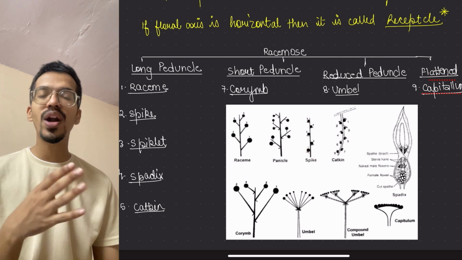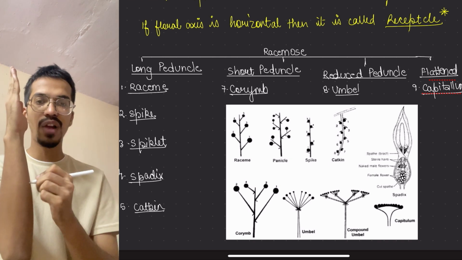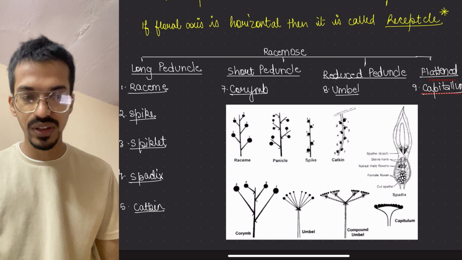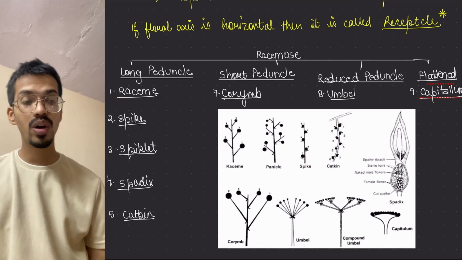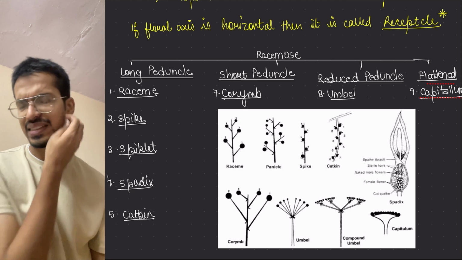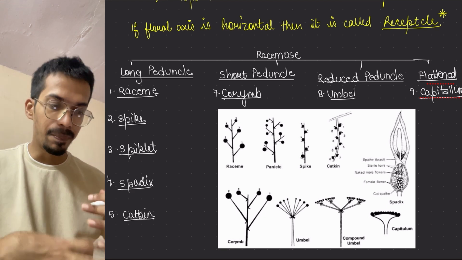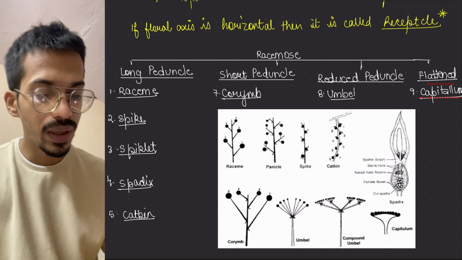But in spike, what happened? Close to the peduncle, only the flower is forming. The flower is not specially forming another stem or pedicel kind of a thing. So this is spike. Next we have spikelet. Spikelet means similar to spike but in a different way. This is also called a panicle.